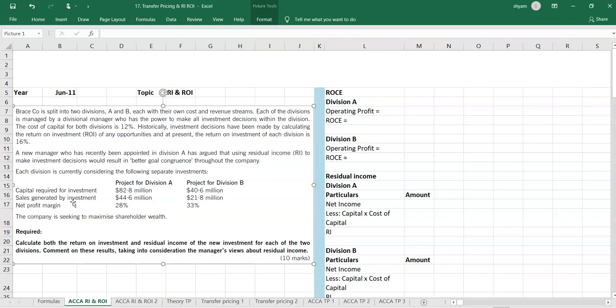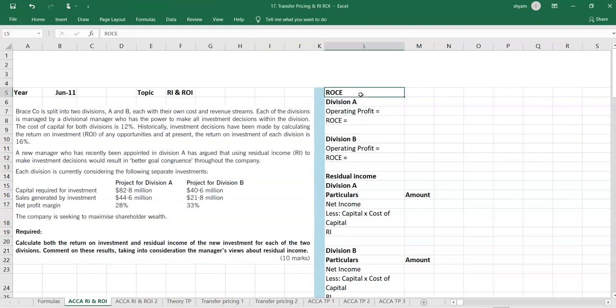Sales generated by the investment is also given. Net profit margin is given. So if you want to work out ROCE or ROI, however you want to put it, whether it's ROCE or ROI, both are the same.